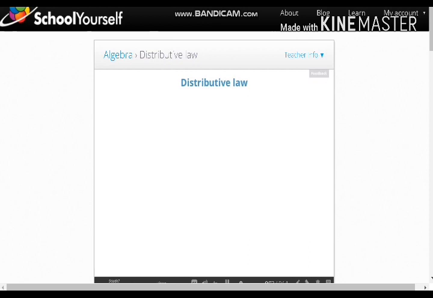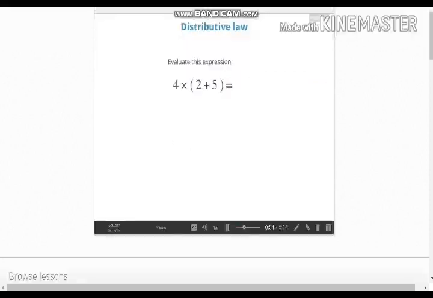Use what's called the distributive law. First, try using order of operations to correctly evaluate this expression, 4 times 2 plus 5, where the 2 plus 5 is in parentheses. Right, first you add 2 and 5 to get 7, and then you multiply by 4 to get 28.